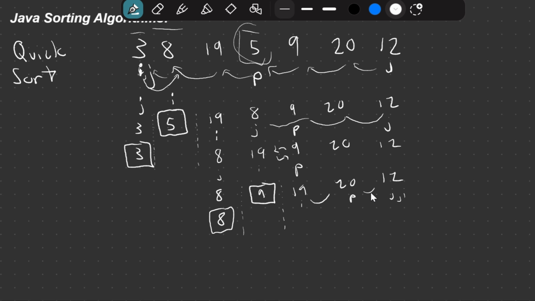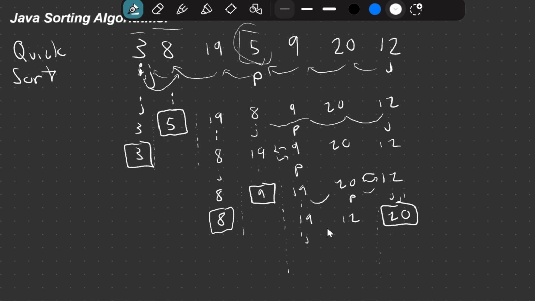Now that we have this position, we are going to swap P over to where J is. So it becomes 19, 12, 20. Remember, we're locking in the pivot, so since the pivot was 20, 20 is the one that gets locked in, which just leaves 19 and 12.